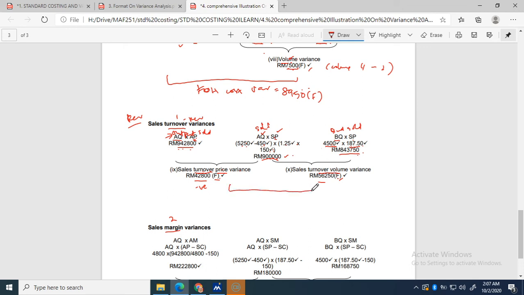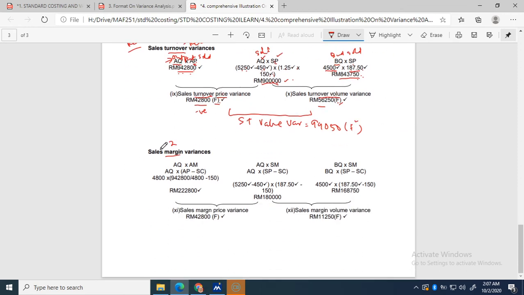So you add these two to get the sales turnover value variance. How much? Favorable 56,250 and favorable 42,800, so you get a total of 99,050 favorable. Check: 843,750 minus 942,800, you get negative 99,050. This is favorable. The last one is the sales margin method.